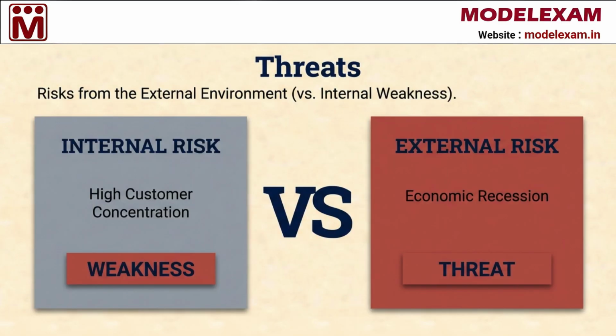Finally, we have threats. It is crucial to distinguish between a threat and a weakness. Remember, a weakness is internal, like high customer concentration. A threat is an external risk. A classic example is an economic recession. The company did not cause the recession, but it has to deal with it. Knowing the difference helps you understand what the management can control versus what they must simply weather.